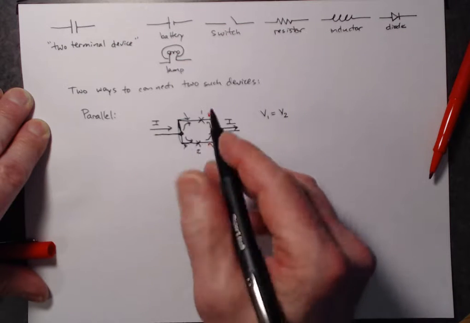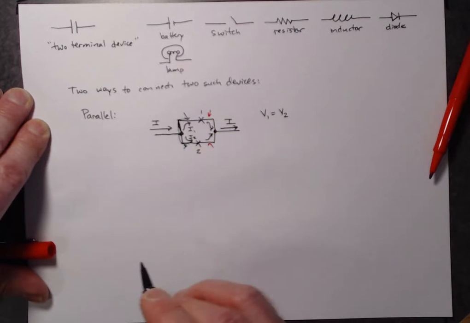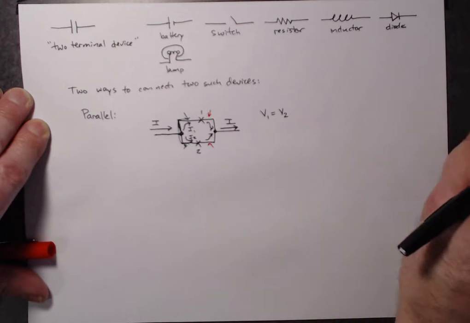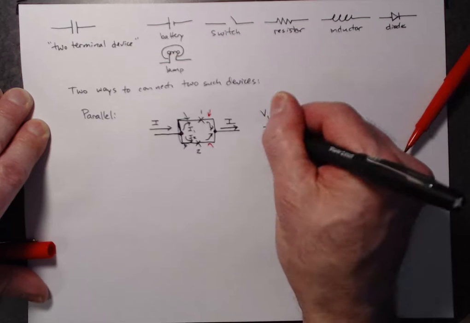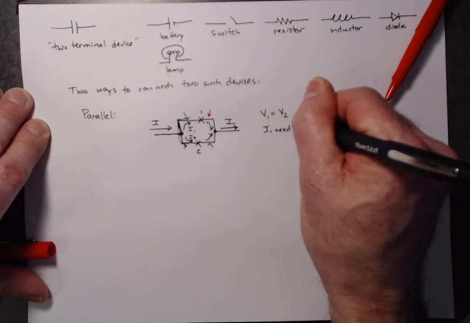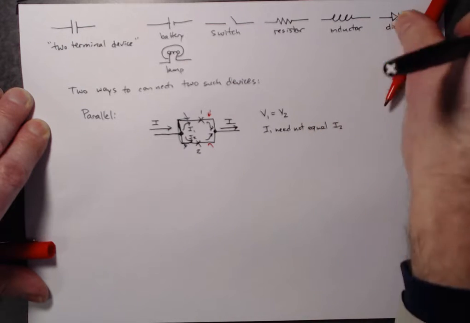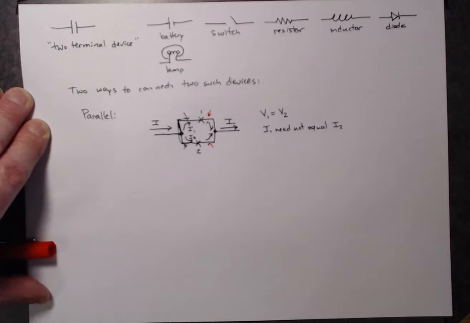The current, let's call this one I1 and I2, does not have to split evenly between them. So I1 need not equal I2. They could be equal, and they will be if the two devices are identical, but in general they don't have to be equal.